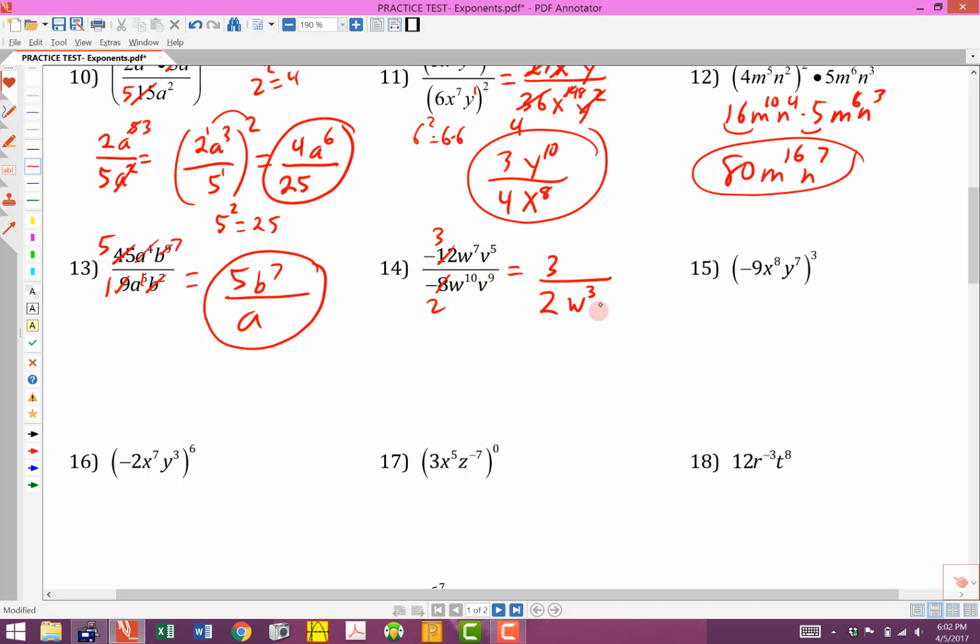5 of those will cancel with 5 of those. We'll be left with a V to the, let's see if we subtract those, so we get 4. So now you could rewrite this if you want, put that 3 in the middle of the top. Either way it's fine, totally okay either way.